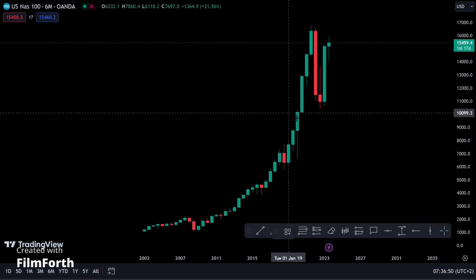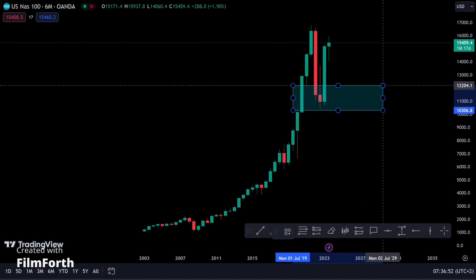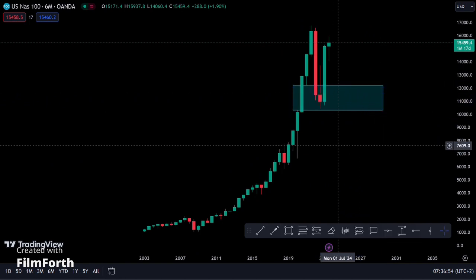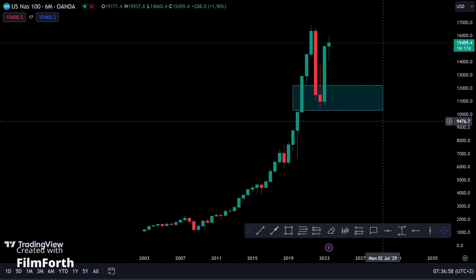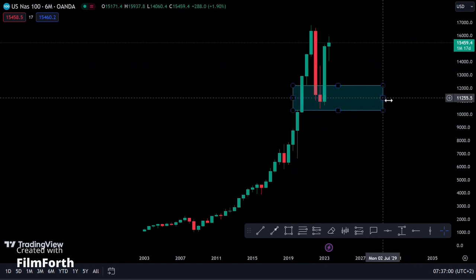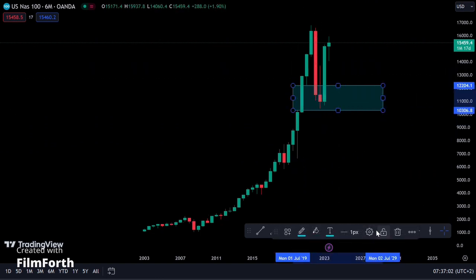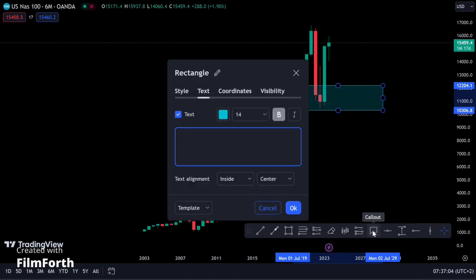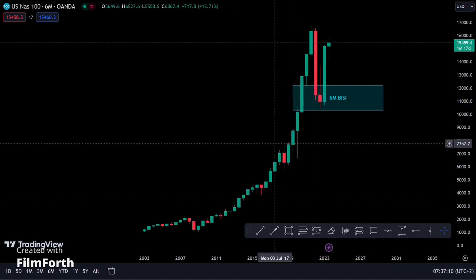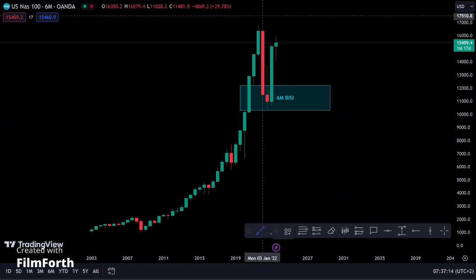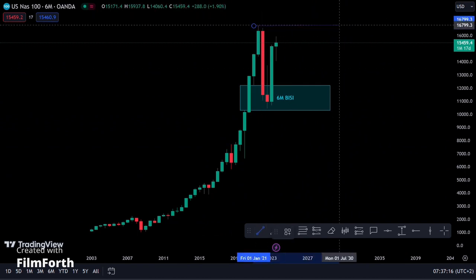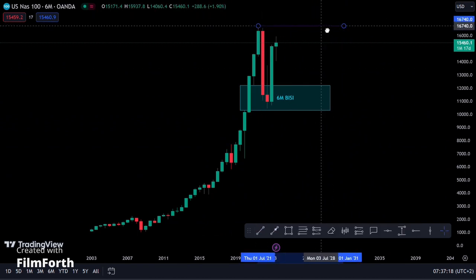This is our 6-month fair value gap here that Nasdaq initially turned off this year. So it turned off this 6-month busy. 6-month busy. Right? After turning off that, it had one high in mind. This high.